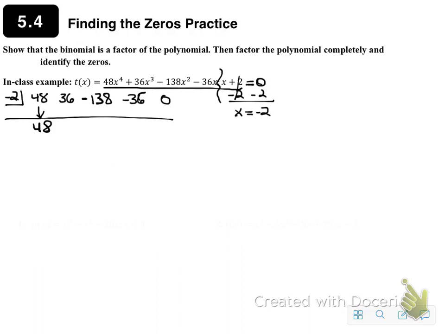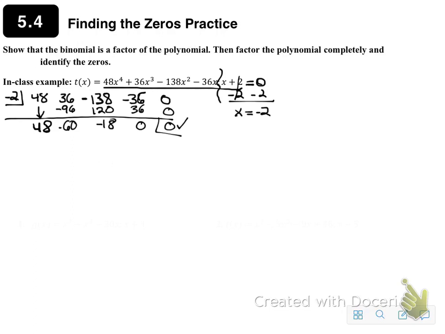then we multiply 48 by -2 because that's what's in the box, and we get -96. Then we combine those, we get -60. We have -60 times -2 because that's what's in the box, and we get 120. Then we have 120 minus 138 is -18. -18 times -2 is a positive 36, so we end up with a 0. 0 times -2 is 0, and our remainder is 0. So we put a nice little check mark there because that means that we have done this correctly.